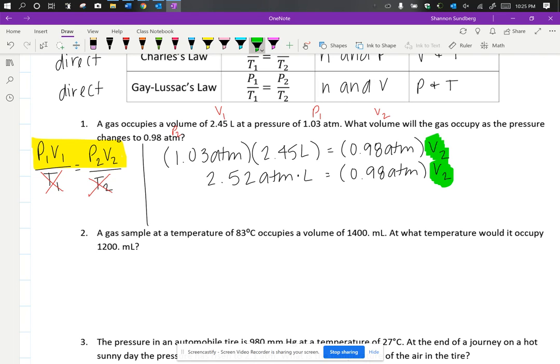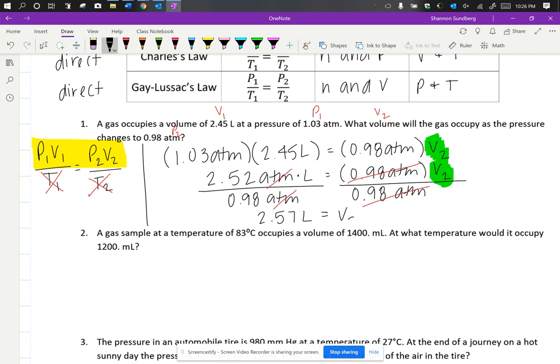How do you get V2 by itself? Well, you got to divide each side by that 0.98 atmospheres. Okay, and you're going to lose some stuff over here, so this cancels. I'm going to lose atmospheres here, and when you divide that in your calculator, you're going to get 2.57 liters is equal to V2, and that's your final answer.